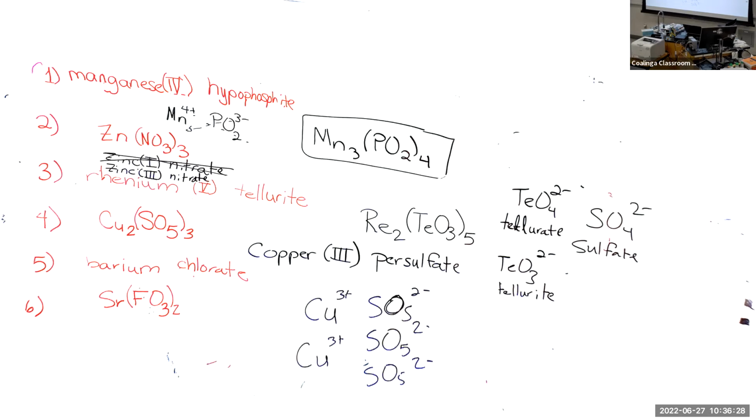Barium chlorate. First off, do I need a Roman numeral for this? Why not? Oh, because it's not a transitional metal. That's right, it's because it's not a transitional metal or a post-transitional metal. Okay, so you don't need a Roman numeral for it. Group 2. Group 2 is always what charge? Two, positive. Positive 2.